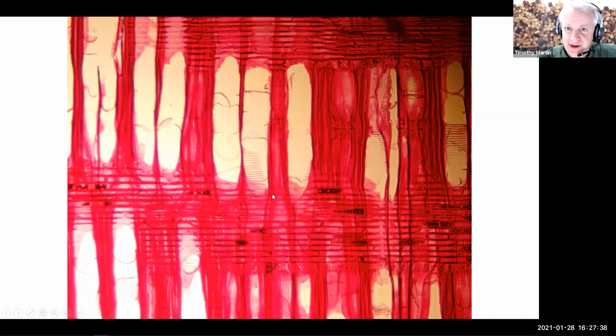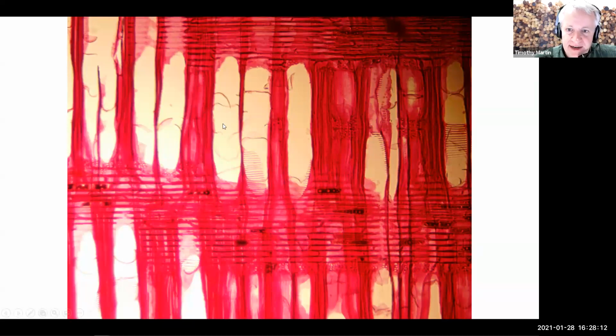So these cells are ray cells. Here's another file of ray cells from the side, looking at them like this. And then going up and down, these big white spaces are vessels. You can see the end of a vessel here. That's the perforation plate at the end as it connects to another vessel element below. So these big white spaces are vessel elements. And then these red dyed spaces in between, those are the sides of fiber cells. So that's the radial section.